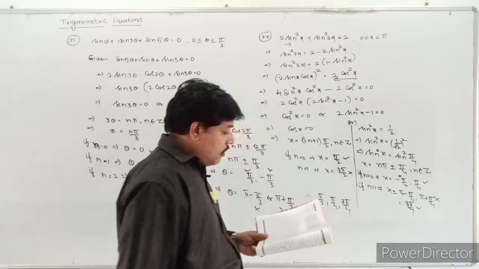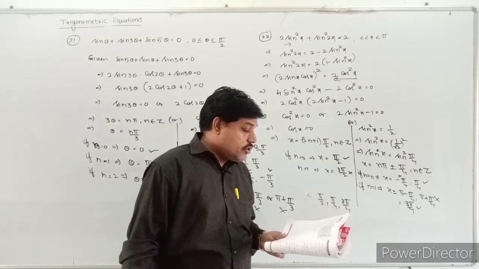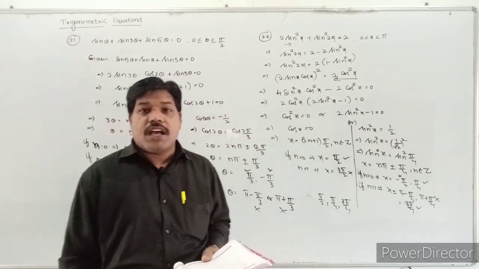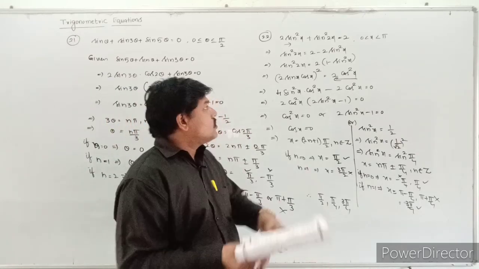See that question, students. What are the solutions? Pi by 4, pi by 2 and 3 pi by 4. So what is the solution? The answer is option 1. Are all understood that?